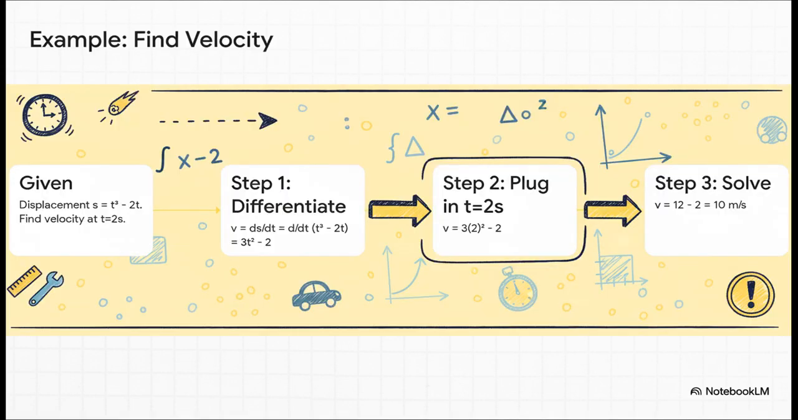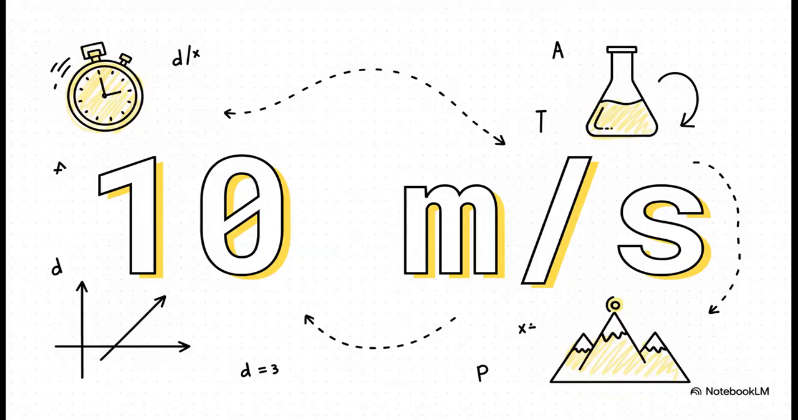All right, let's put this tool to the test. We've got displacement, and we need the velocity right at t equals 2 seconds. First things first, we use our rate detector to differentiate the equation. T cubed becomes 3t squared, and that negative 2t just becomes negative 2. Easy enough. Now we just plug in our time, t equals 2, run the quick math, and we're there. And boom, just like that, we have our answer. 10 meters per second. See how powerful that is? It's clean, it's precise, and most importantly, it's fast.